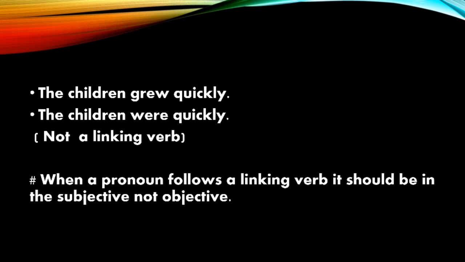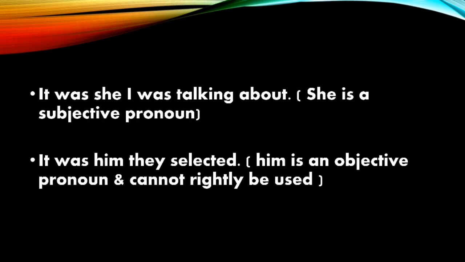Okay, now next feature is when a pronoun follows a linking verb. If there is a pronoun which is coming after the linking verb, it is following the linking verb, it should be in the subjective, not objective, right? Now what are subjective and objective? Let's go through one example, then I'll explain through that example, right? Like there's an example, it was she I was talking about. It was she I was talking about.